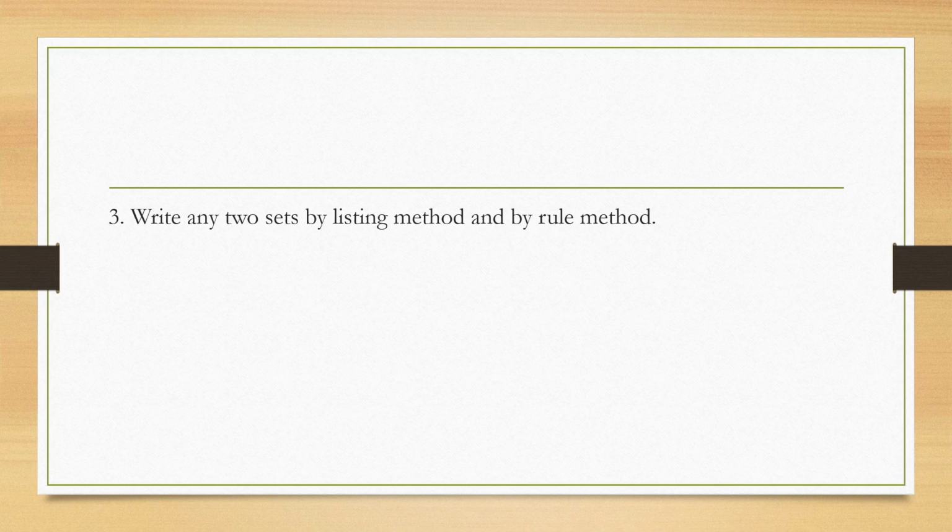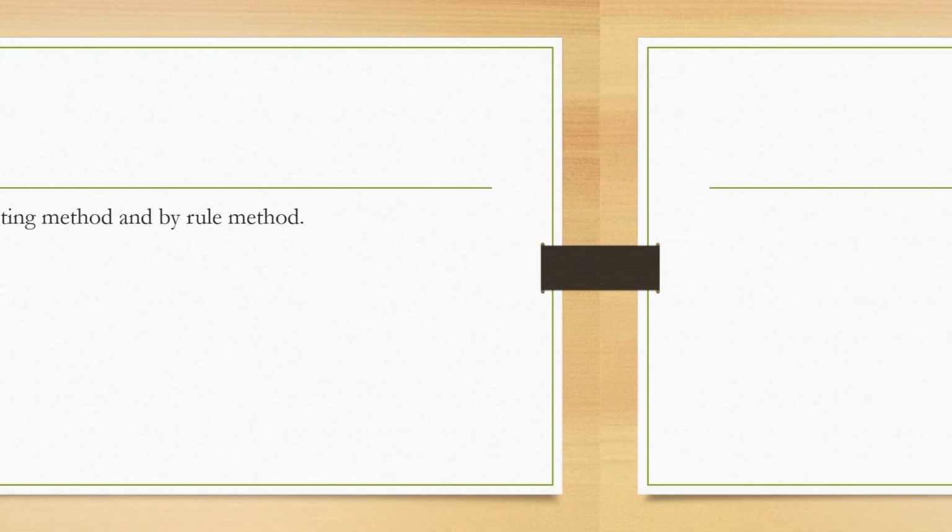Next, third question. Write any two sets by the listing method and by the rule method. This is the homework for you. You can use the previous examples which I have taught you while explaining.